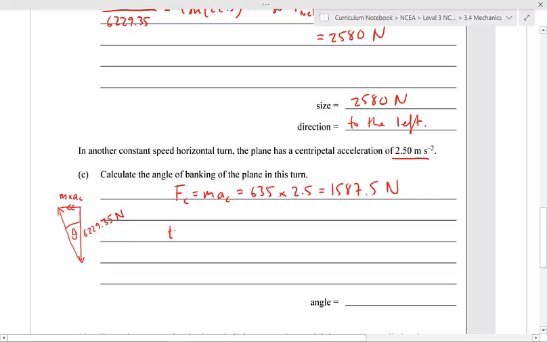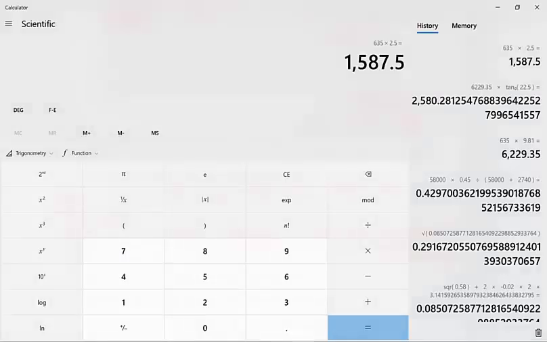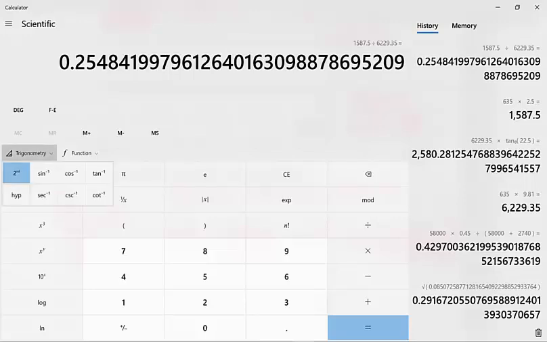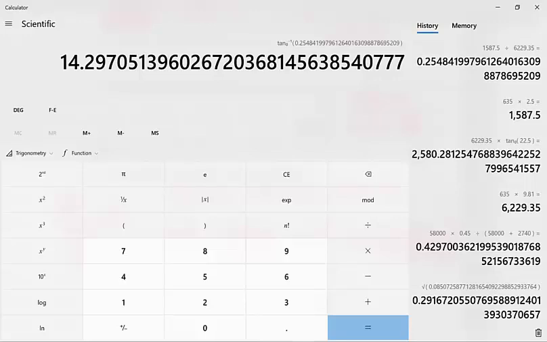And tan theta is equal to 1587.5 over 6229.35. So theta is equal to the inverse tan of that ratio, 1587.5 over 6229.35, which is 1587.5 divided by 6229.35, and then we take the inverse tan of that, and we get 14.29.